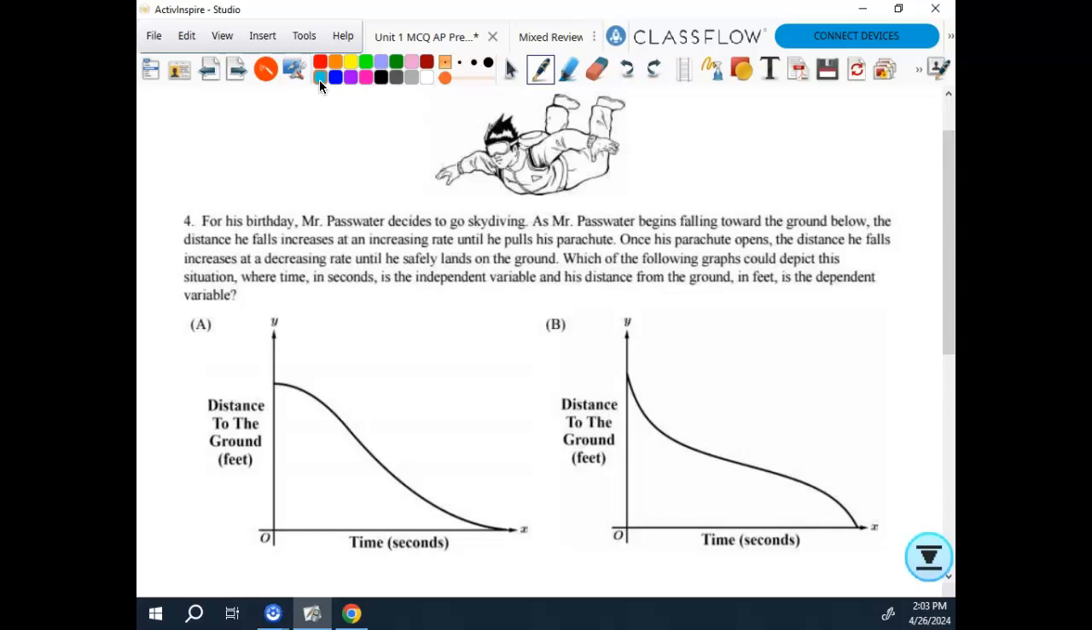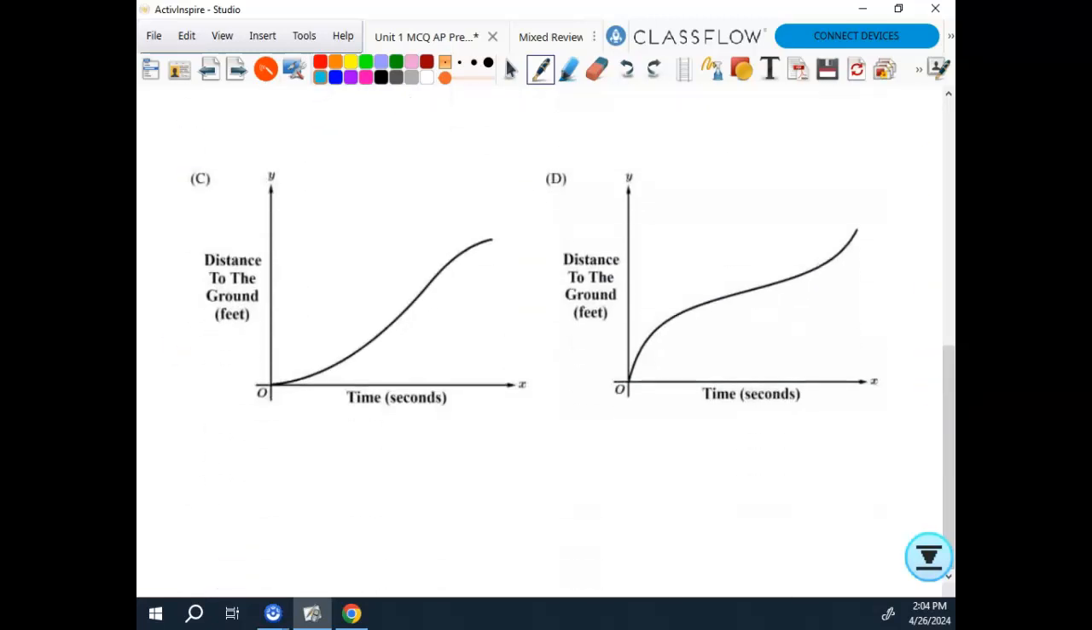All right, so does this sound like it's almost the exact same question? Almost. We got this increasing rate, which means concave up, decreasing rate, which means concave down. So I've got to start with something concave up, then down, which means it's not A. This is concave up, then down. This is concave down, then up. This is concave up, then down.